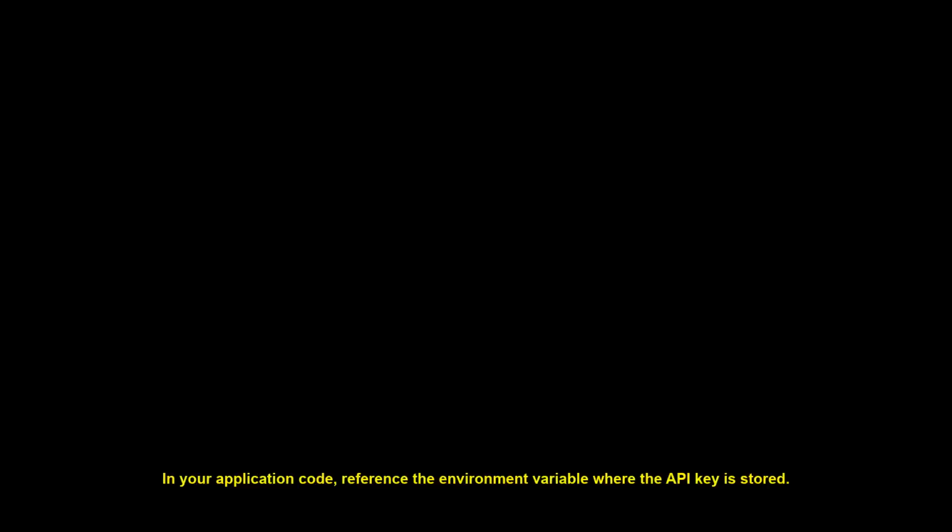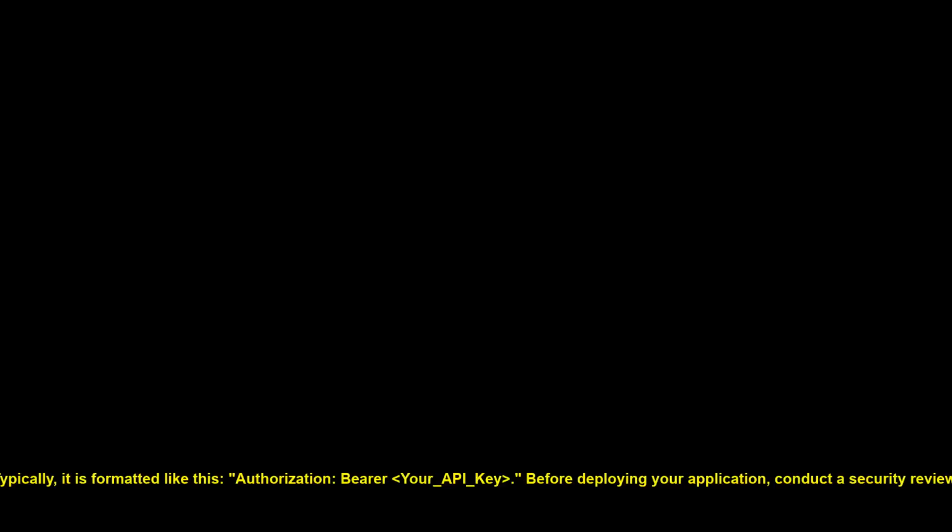In your application code, reference the environment variable where the API key is stored. When making API requests, include the API key in the request header. Typically, it is formatted like this: Authorization: Bearer YOUR_API_KEY.